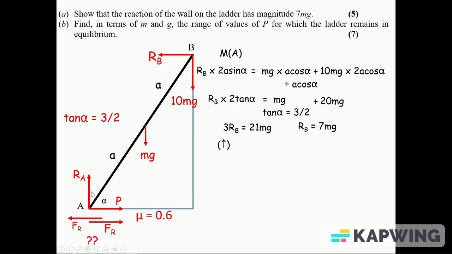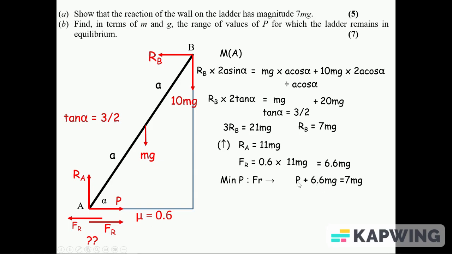So the RA, we can work out that's just 11 mg, just looking at the vertical forces. Now that means if we know what RA is, and we know the coefficient of friction, we know what the maximum value for the friction is going to be. That'll be mu times the R, which is 6.6 mg. So for the minimum value for P, the friction is going to go to the right. So the maximum value for the friction plus the P is going to be just 7 mg, because that's the only force going to the left, the reaction at B, giving P is 0.4 mg.